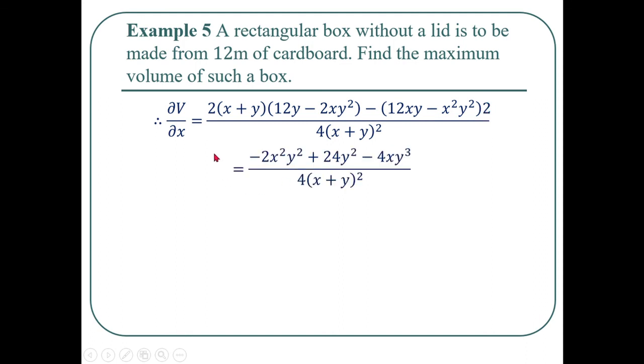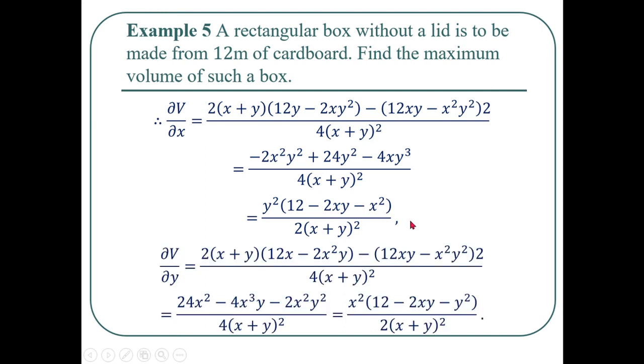After simplifying this, you will get ∂V/∂x is equal to minus 2x square y square plus 24y square minus 4xy cube upon 4 into (x plus y) whole square. So indirectly it will be ∂V/∂x is equal to y square times (12 minus 2xy minus x square) upon 2 times (x plus y) whole square. Similarly, ∂V/∂y can be calculated as x square times (12 minus 2xy minus y square) upon 2 times (x plus y) whole square.